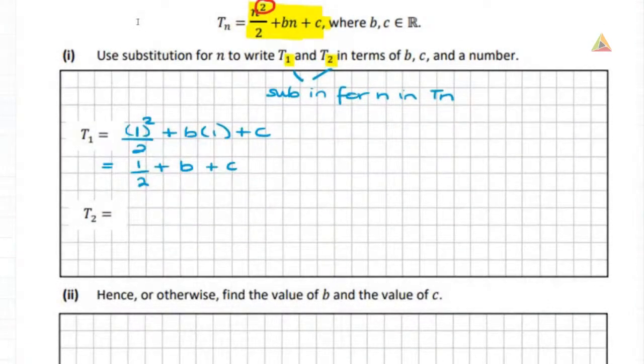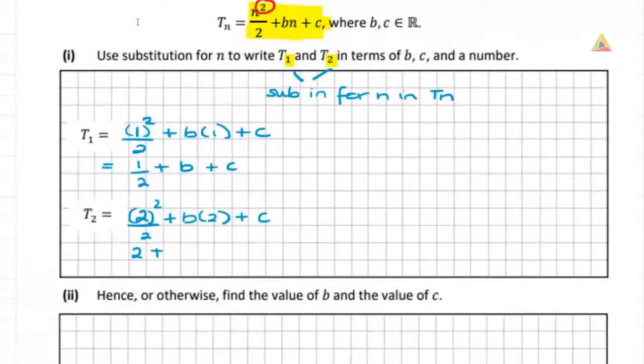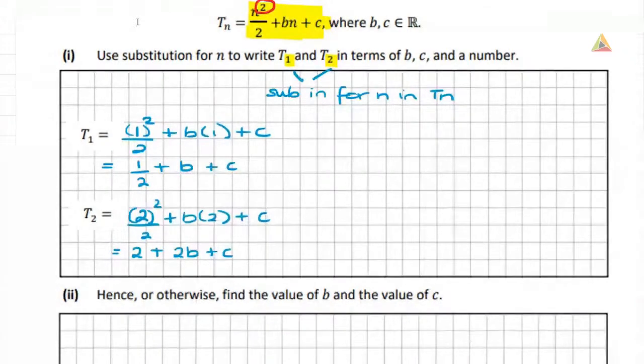And I'm going to do exactly the same for T2. So I'm going to say 2 squared over 2 plus b times 2 plus c. And we're going to get 4 over 2, which is 2, plus 2b plus c. And then it says, hence or otherwise find the value of b and the value of c. So when I have two unknowns, in this case two letters that I want to solve, b and c, I'm usually going to use linear simultaneous equations.